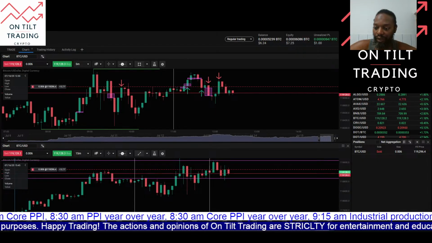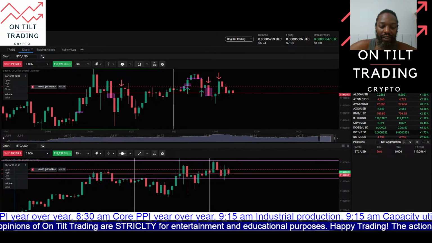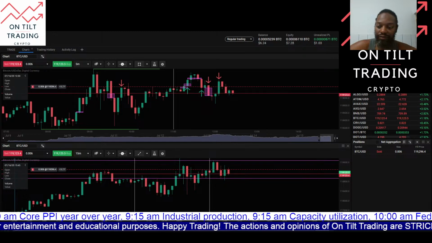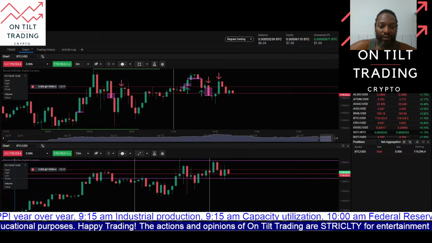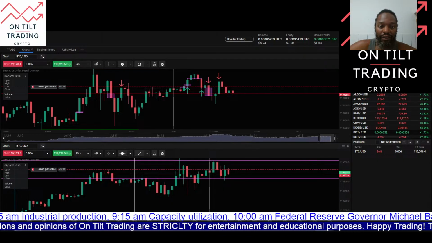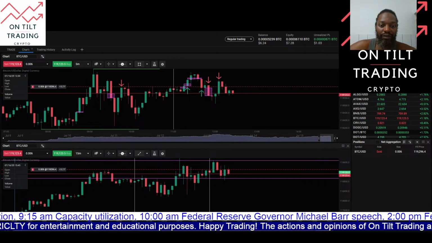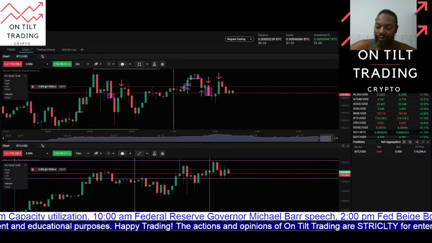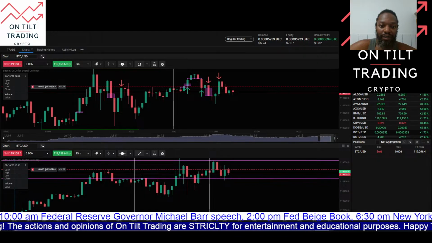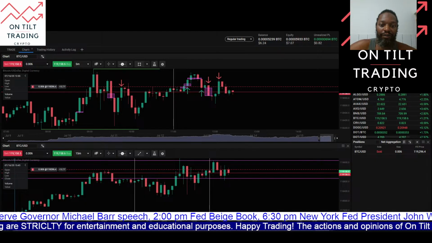So we have this displacement right here that also coincides with a market structure shift here. This candle brings in a market structure shift here. Also here and here are fair value gaps.